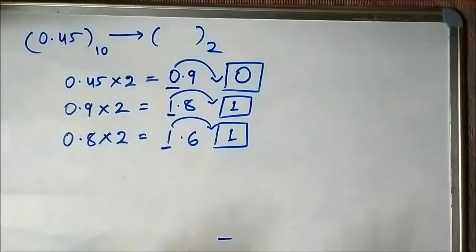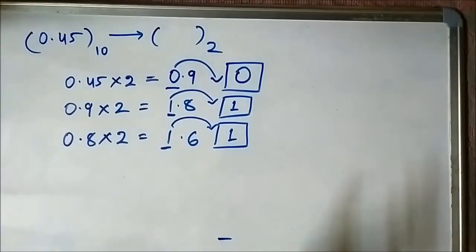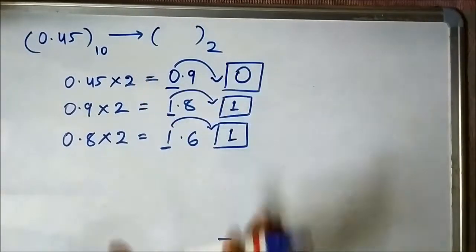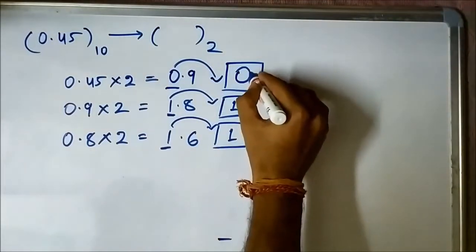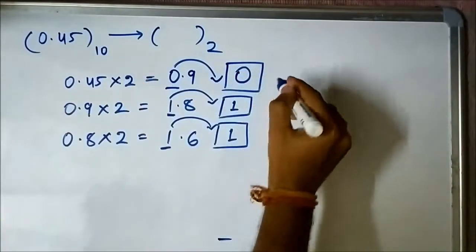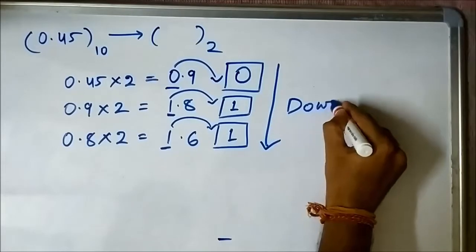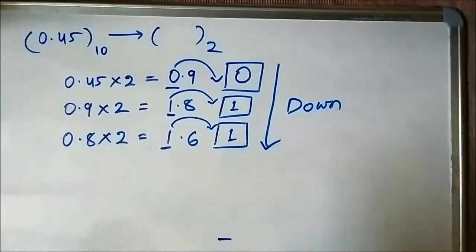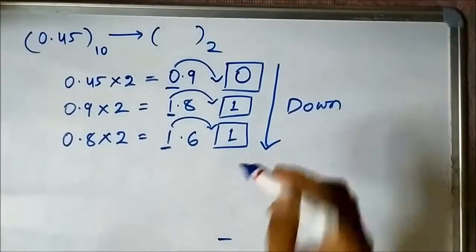Now, you do that at least up to 3 decimal places, or you repeat it 3 times. This is required. You can go even further, but you do it up to 3 decimal places, meaning 3 times. Now, you start from the top and you move down. In the case of whole decimal numbers, we proceeded upwards, but in the case of fractional decimal numbers, we proceed downwards.